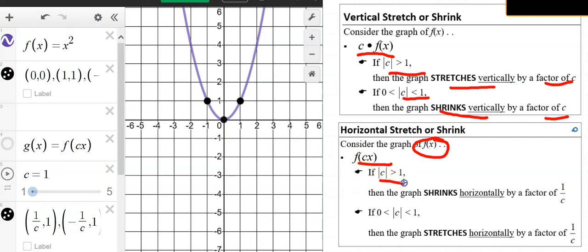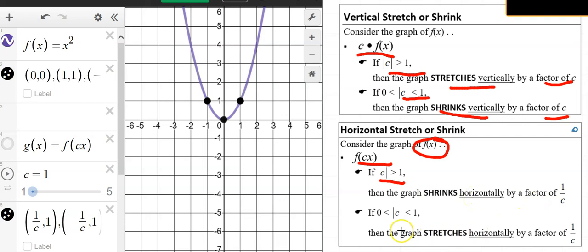Now, what's going on? If c is greater than 1, so remember, I'm supposed to say if the absolute value of c is greater than 1, but that's too many words, so we're just going to focus on positive values. So if c is greater than 1, my mind wants to say, oh yeah, if c is bigger than 1, then I'm going to have a stretch, okay? But that's only when we have the vertical case scenario. For horizontal, it's actually going to be the opposite. If c is bigger than 1, we're not going to have a horizontal stretch. It's actually going to be a horizontal shrink by a factor of c.